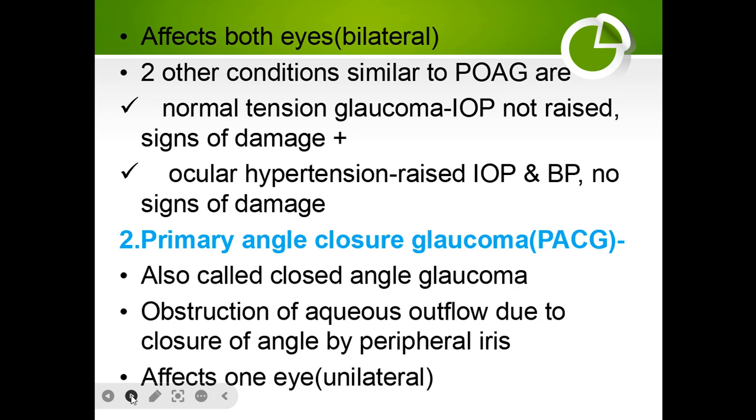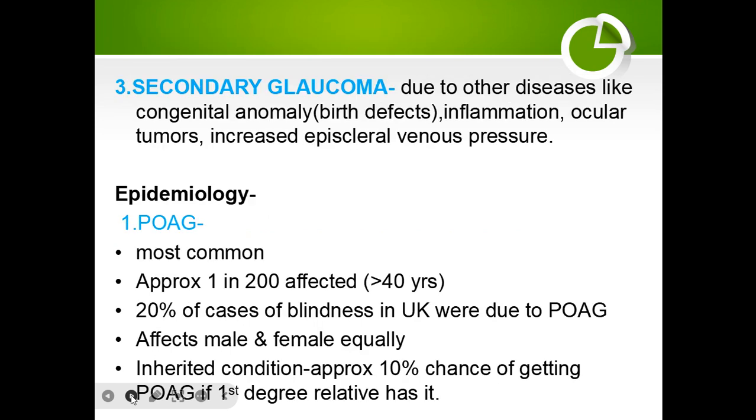So the second type of glaucoma is primary angle closure glaucoma. It is also called closed angle glaucoma. We can see an obstruction of aqueous humor outflow due to closure of the angle by the peripheral iris. So it affects one eye and it is called unilateral. The third type of glaucoma is secondary glaucoma. It occurs due to other diseases like congenital anomaly, which is nothing but birth defects, inflammation, ocular tumors, and increased episcleral venous pressure.